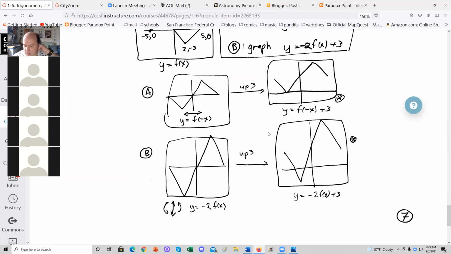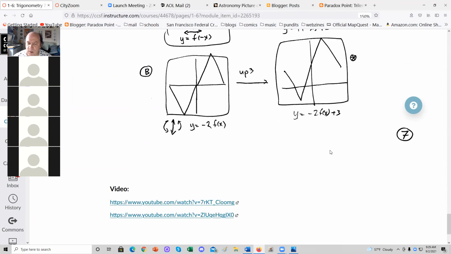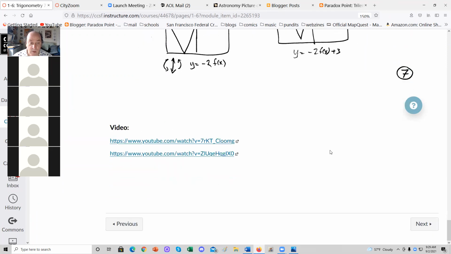Negative 2f of x. Well, this negative 2f of x first flips up for down and then stretches it vertically. So you get this very tall N-shaped graph. Then plus 3 moves it up 3, and you get this graph here, lifted 3 units. Well, I believe we're done with this for now.